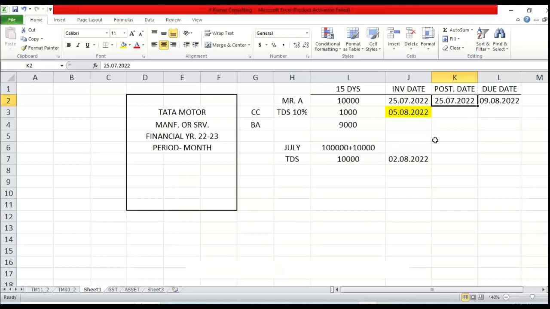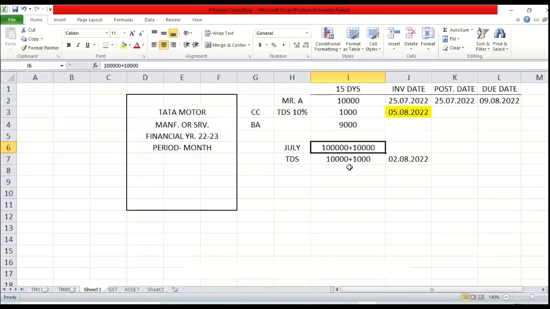So what is happening? Whatever ERP they are using is going to post this invoice on the 25th. It's okay. So it was posted in which month, guys? July month. But the actual date was the 5th, that is August. So here is the problem. Now when he posted this invoice of 10,000, what is happening, guys? A TDS of 1,000 also got deducted.